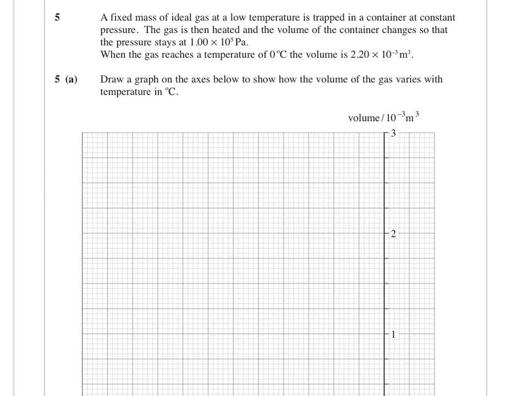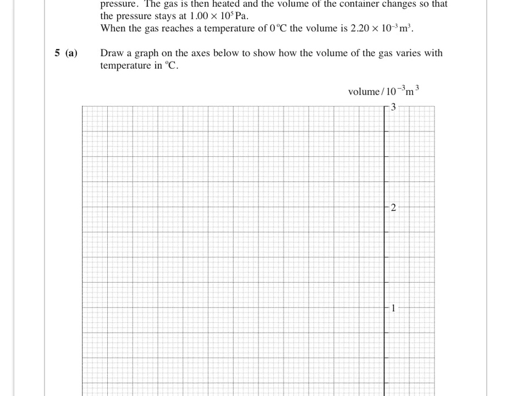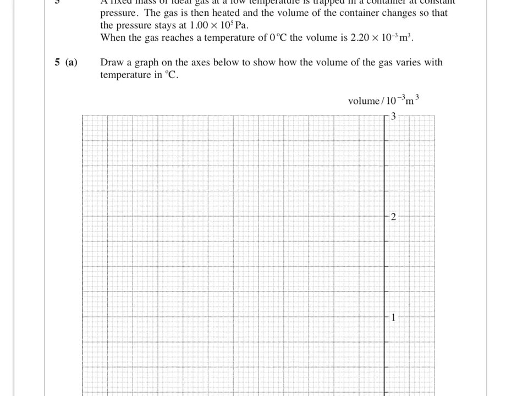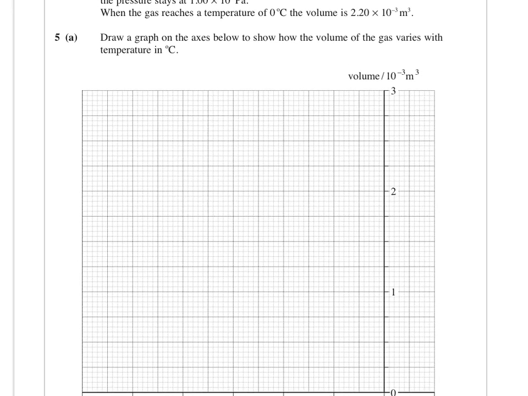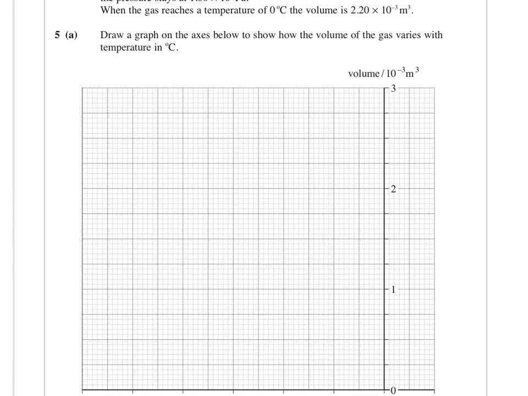Okay, a fixed mass of ideal gas at low temperature is trapped in a container at constant pressure. Gas is then heated and the volume changes so that the pressure stays at 1 times 10 to the 5. When the gas reaches a temperature of 0 degrees, the volume is 2.2 times 10 to the minus 3. Show this on a graph.